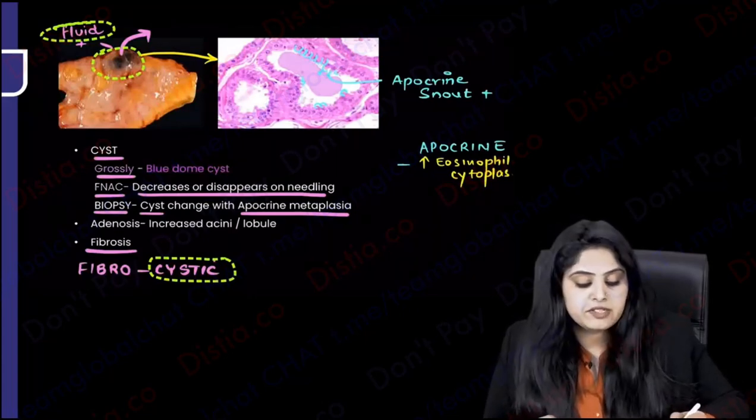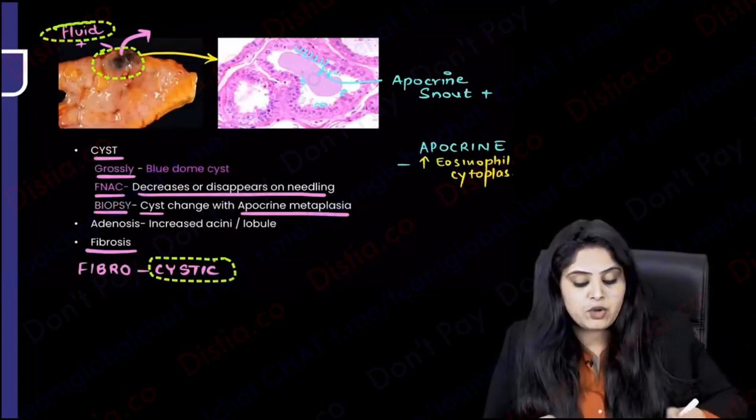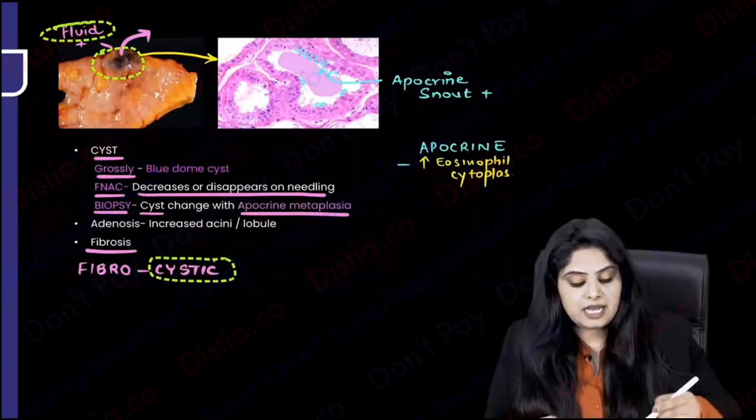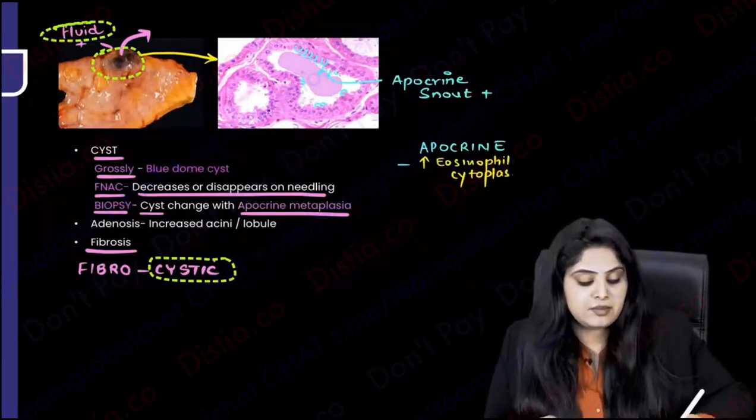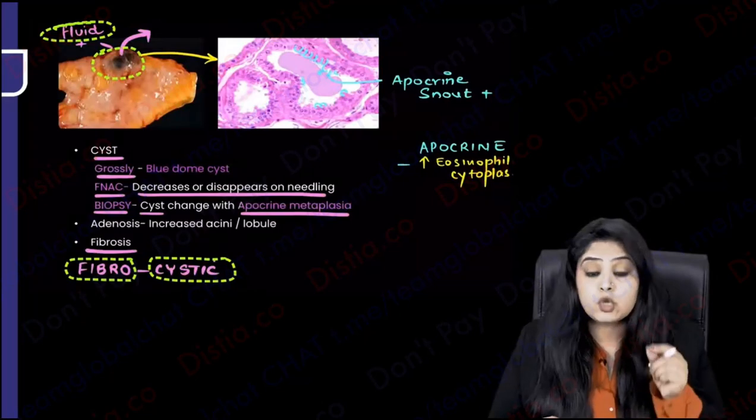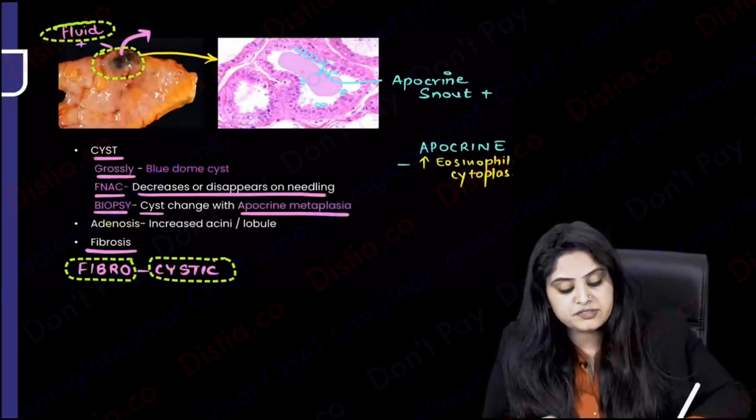When I look at it on FNAC, it's going to decrease. All the fluid comes out, the cyst collapses, and on biopsy, I see something called apocrine metaplasia. Finally, I have done the cystic element, I have done the fibrosis element, but is there a third element also which is not in the name but is important? Yes, and that is adenosis.